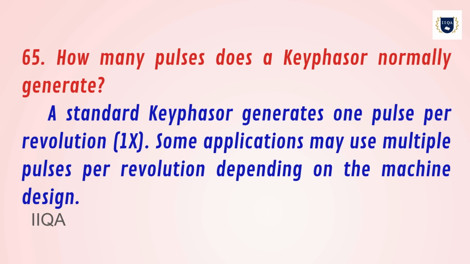65. How many pulses does a Keyphasor normally generate? A standard Keyphasor generates one pulse per revolution, 1x. Some applications may use multiple pulses per revolution depending on the machine design.